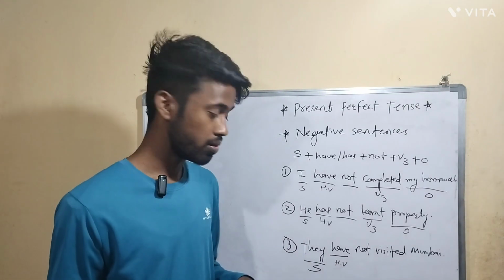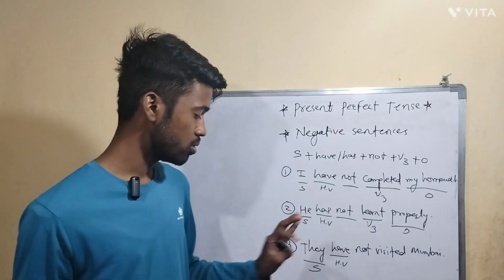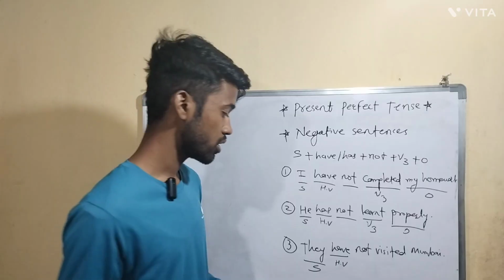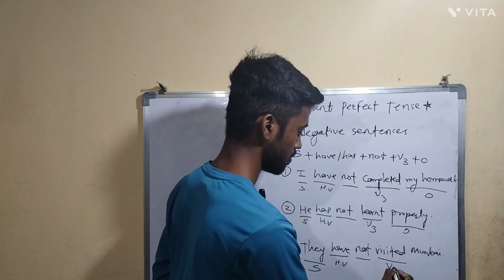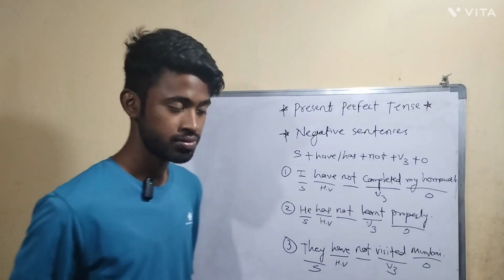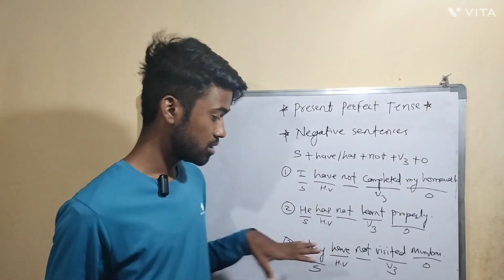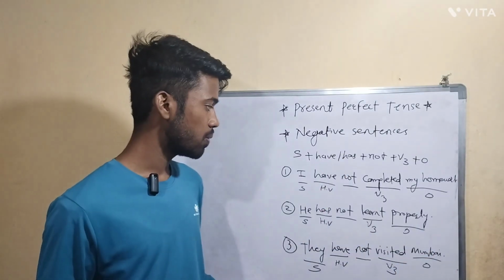They means more than one. Whenever there is more than one person, then only we use they as the subject. So, they have. This is the negative word. This is the third form of verb. And this part is the object here. So what is the sentence? They have not visited Mumbai.